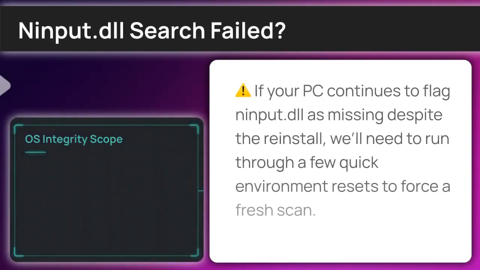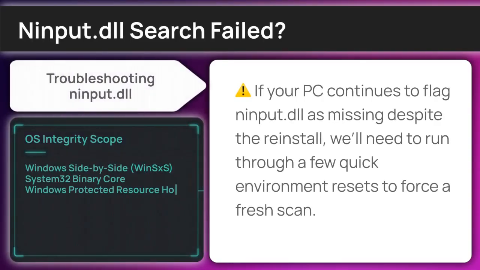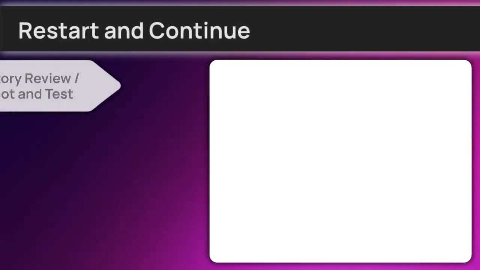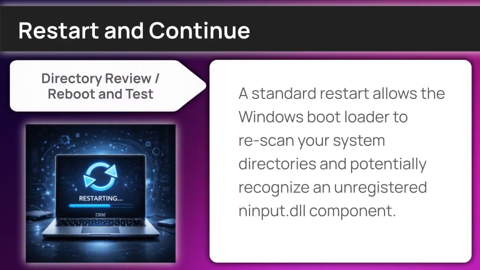If the redistributable repair didn't resolve the pop-up, the next logical step is to analyze the local environment for process conflicts. A simple restart can resolve file-in-use errors that mimic a missing Ninput library message. It's a low-effort step that ensures your operating system starts with a clean execution stack.